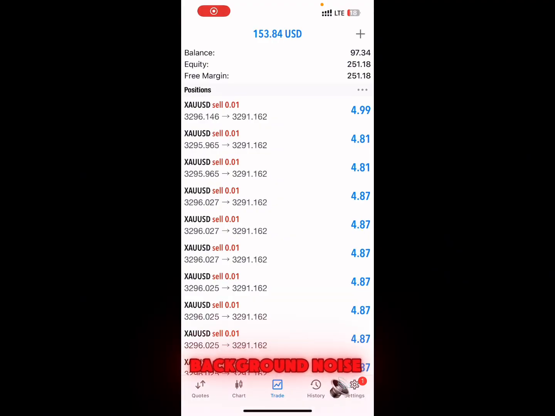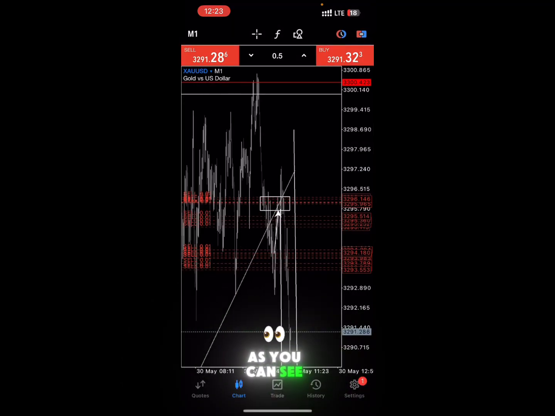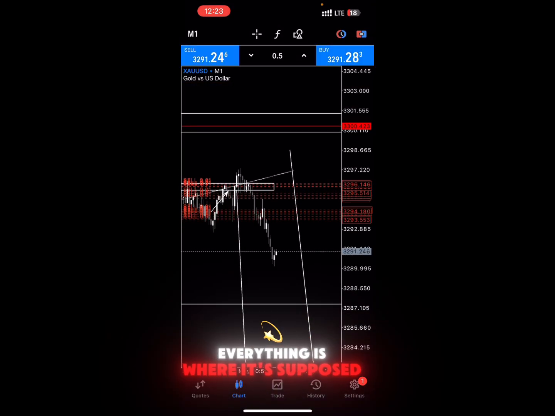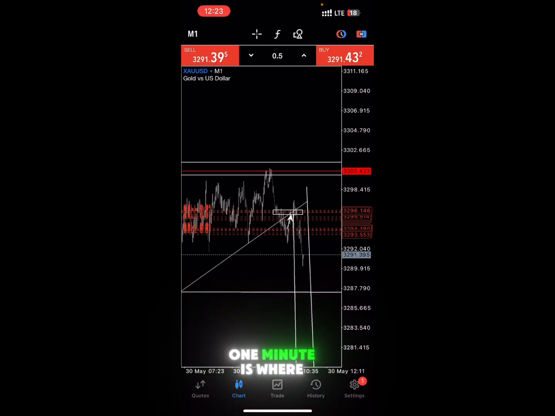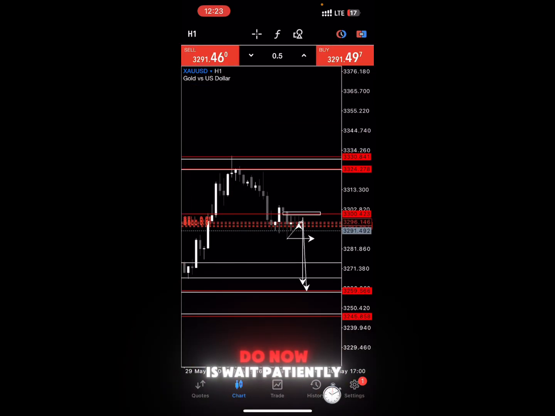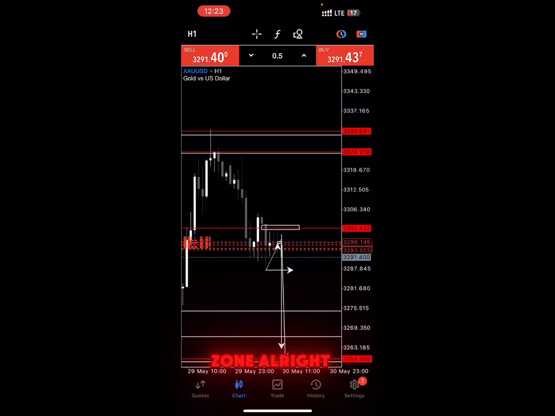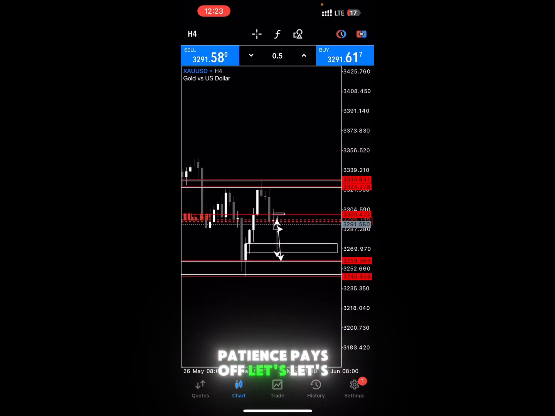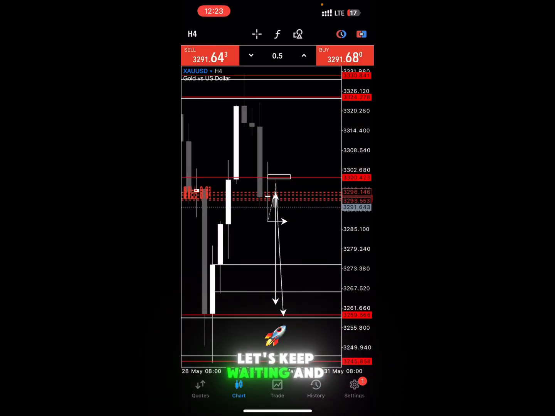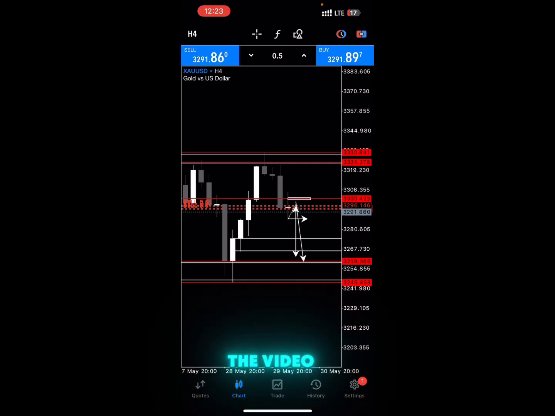Forgive me for the background noise, but here we are. I didn't change anything, as you can see. Everything is where it's supposed to be. We are on the 1 minute. 1 minute is where we are focused on entries, but we don't need to enter anymore. All we have to do now is wait patiently for price to reach our zone. Patience pays off. Let's keep waiting and see how price melts. Enjoy. Ignore the background noise. I'll try to remove it as I edit the video, but if it doesn't go off completely, just ignore it.